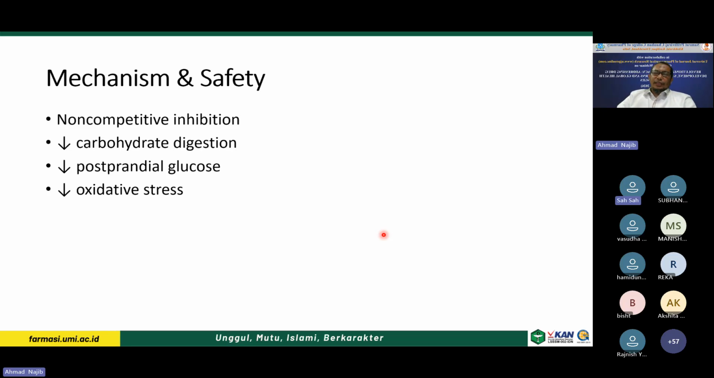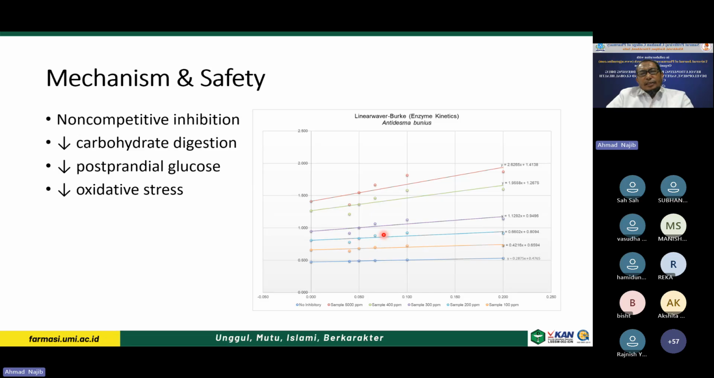For the mechanism and safety, we can know from the Lineweaver-Burk kinetic enzyme analysis that the four samples show non-competitive inhibition. It means they can inhibit the enzyme at a different site from the substrate. From the in silico discussion, the binding site is different from the binding site of the native ligand. So it decreases carbohydrate digestion.